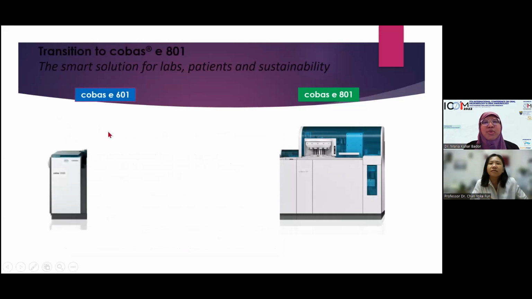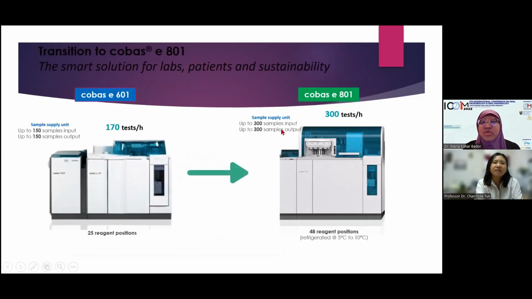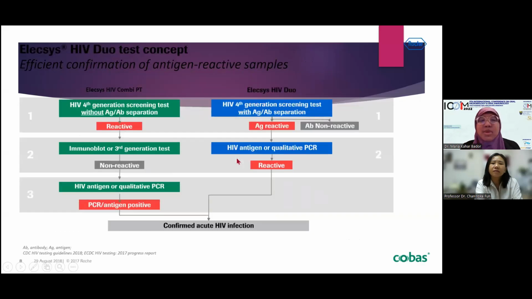So this is what we moved from the 601 to the 801. It's really efficient. This is the 801. It's called the HIV Duo because you can actually do this separation. It was called 5th generation, but they decided not to call it 5th generation for some unknown reason. They're calling it advanced 4th generation. I have no idea why.